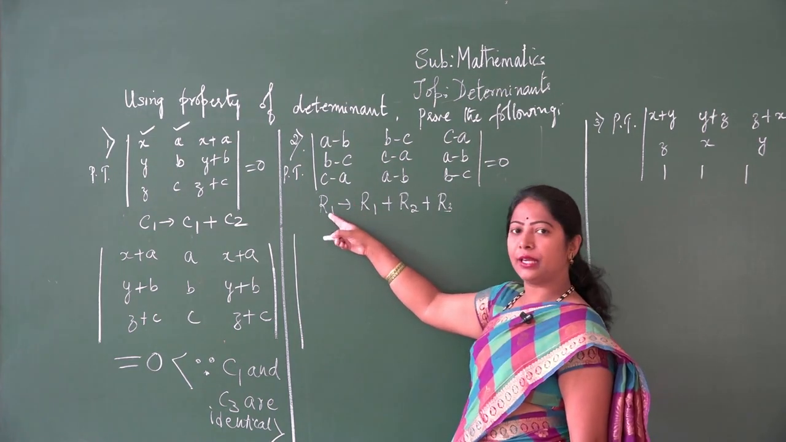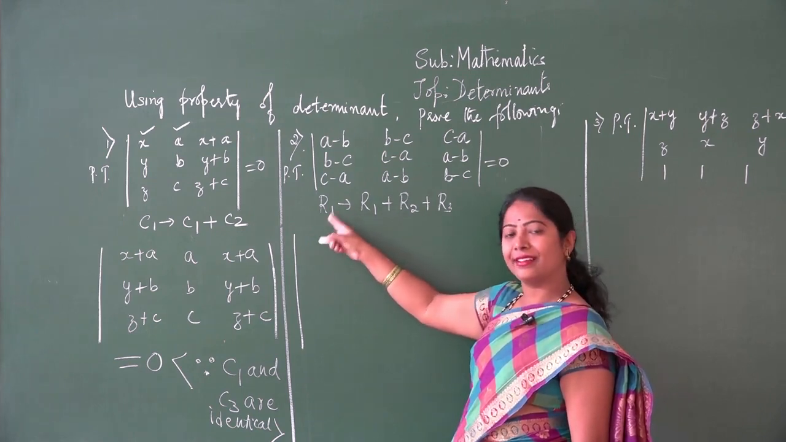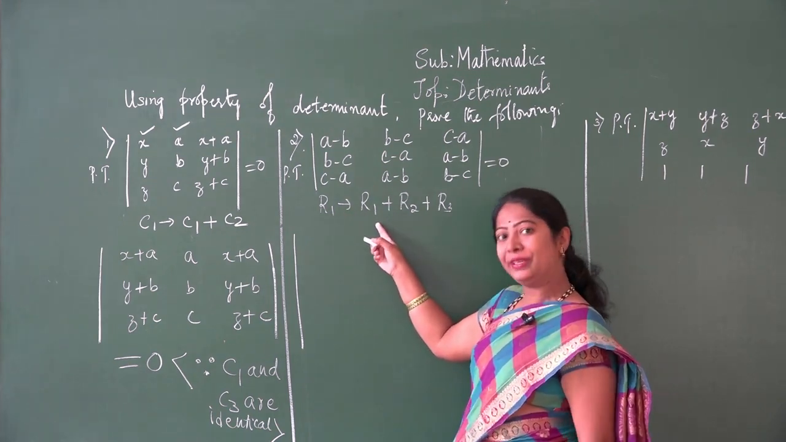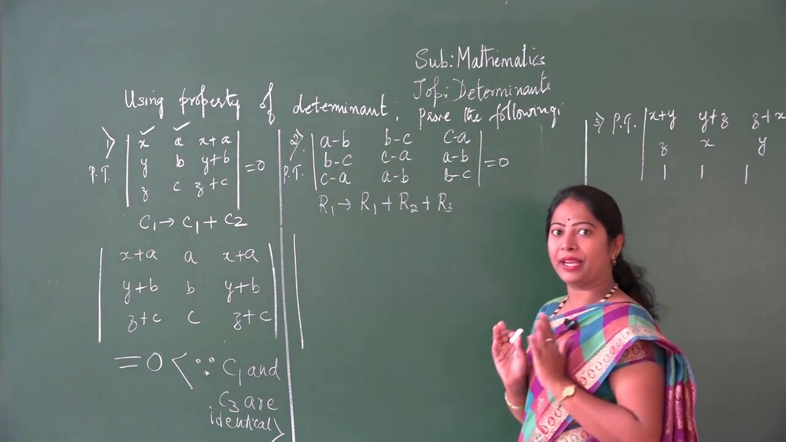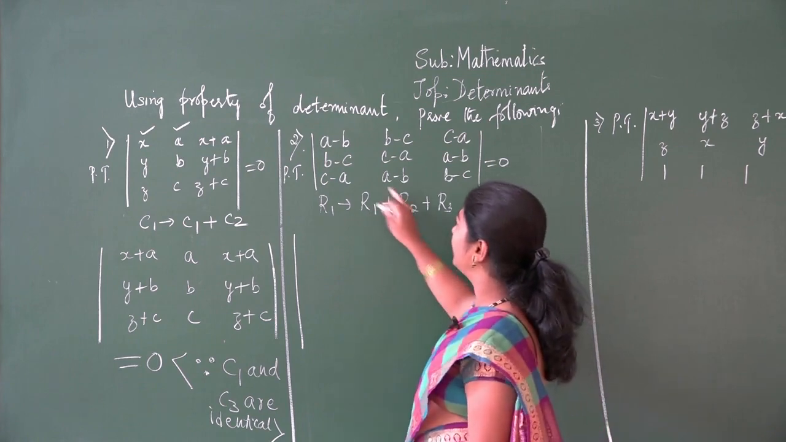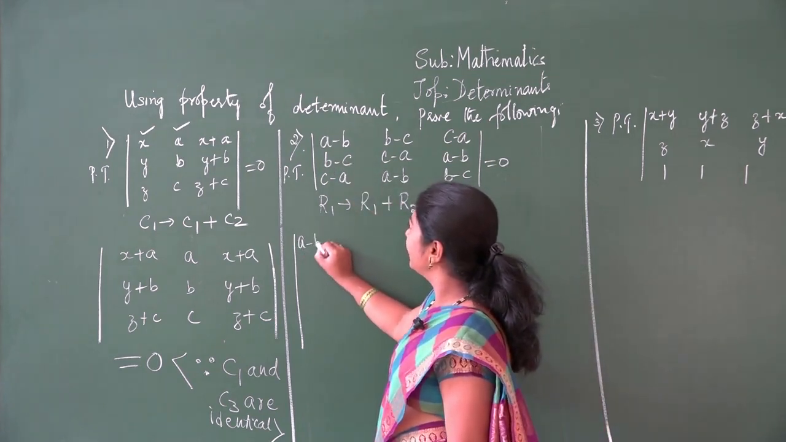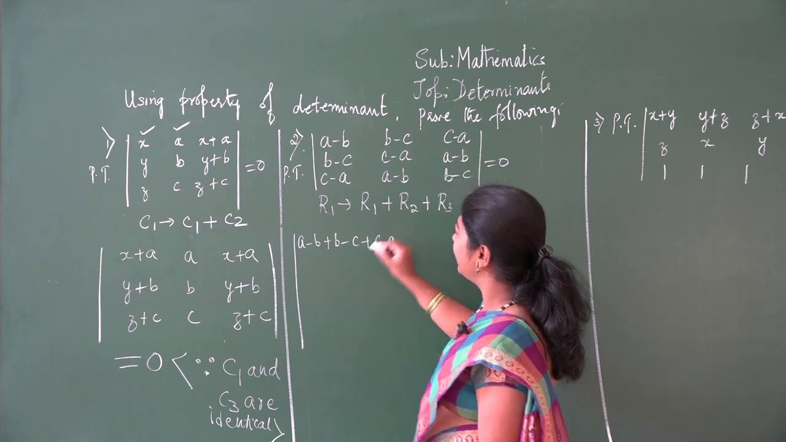If I consider R2, my immediate operation will also be R2. If I consider R3, the immediate operation should also be R3 and so on. Now, I am changing row 1. My R2 and R3 remain the same. What is R1 plus R2 plus R3? A minus B plus B minus C plus C minus A.